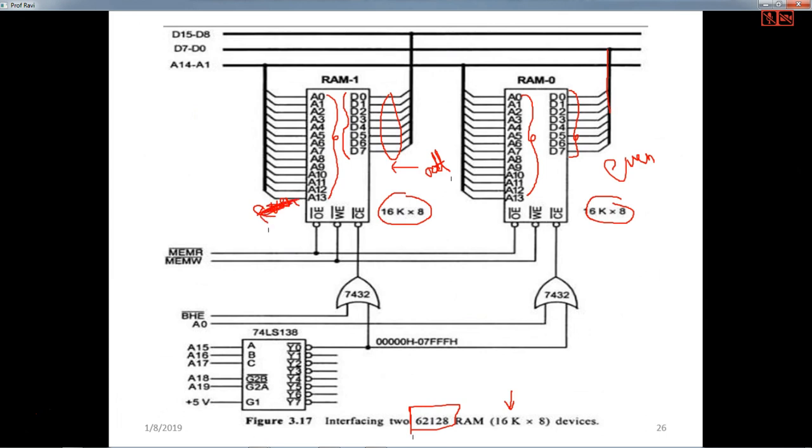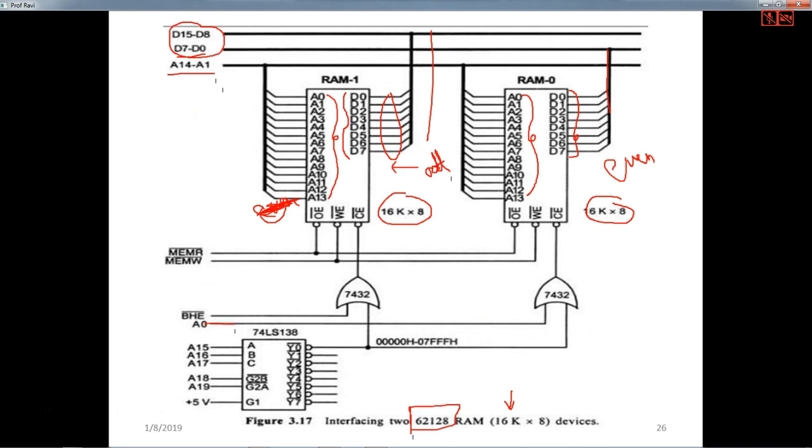So this is the even bank. D0 to D7 of this one is connected to D0 to D7 of the processor, and D0 to D7 of this one is connected to D8 to D15 of the processor. So the data bus of the microprocessor is connected to the data bus of the memory. To address 16 kilobytes of memory, you need 14 address lines, so then you cannot use A0. Remember, A0 is the lower byte or even bank selection.